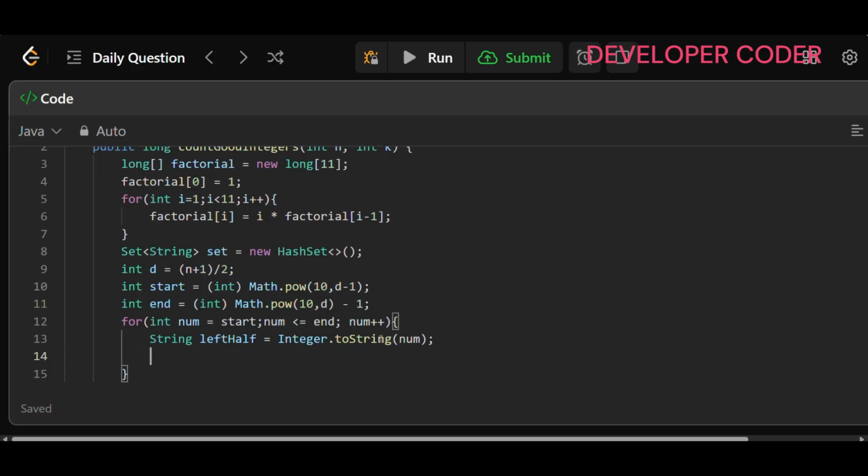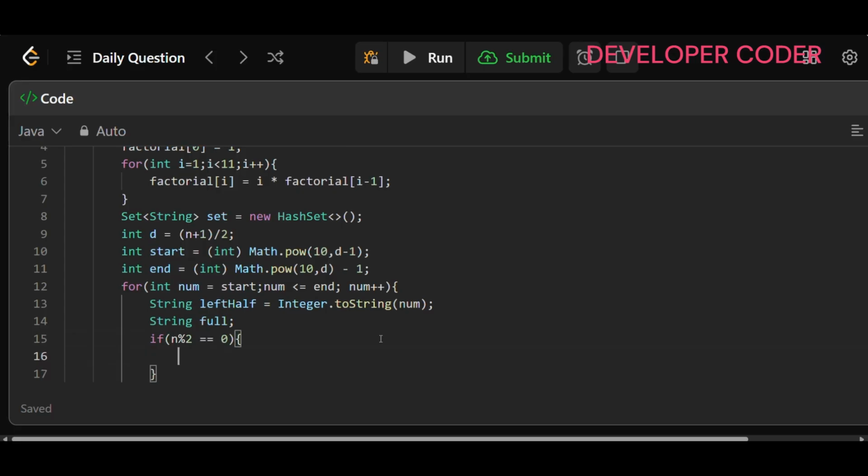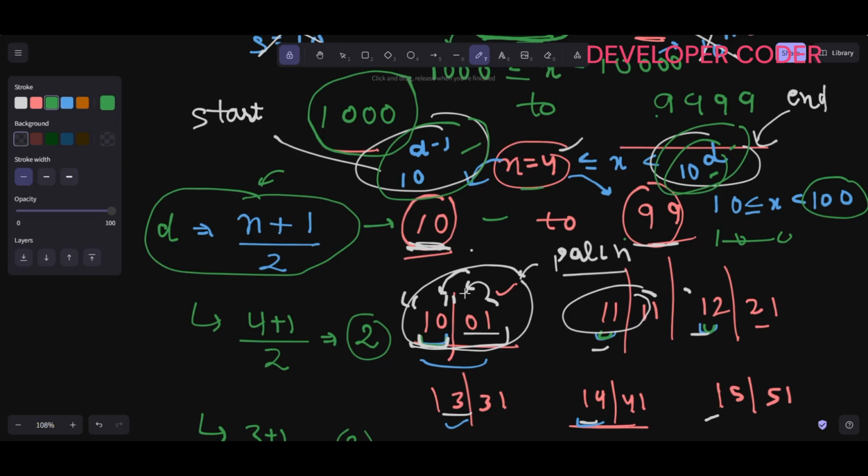Done. And then after this what we need to do? We have to calculate the full number. So left half, now we have to generate the full number. First of all I will check if this number is completely divisible by 2, so I will check odd or even. If n modulus 2 is equal to 0, that simply means that this is an even number, so I need a complete reverse. For even number, n is equal to 4, so 10, so here I'm writing 0. So I'm reversing this completely.